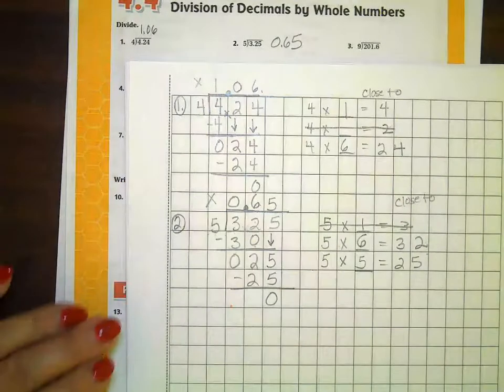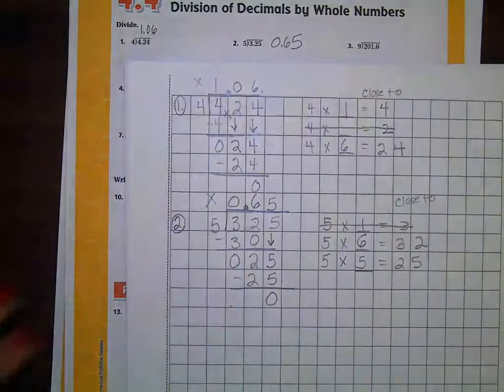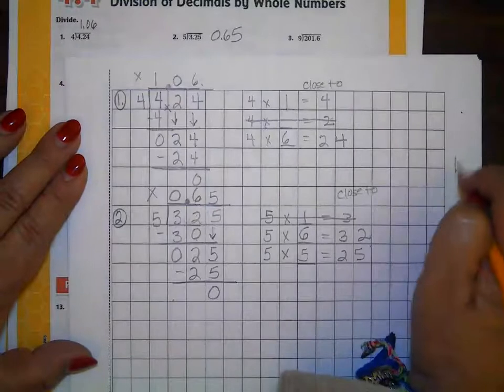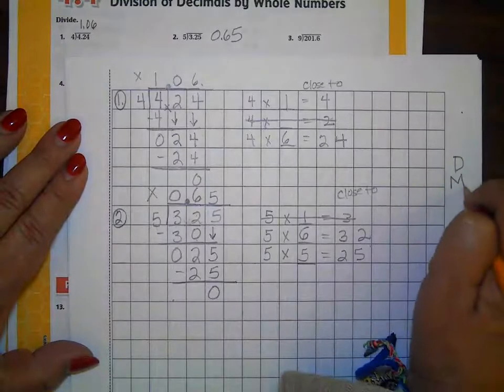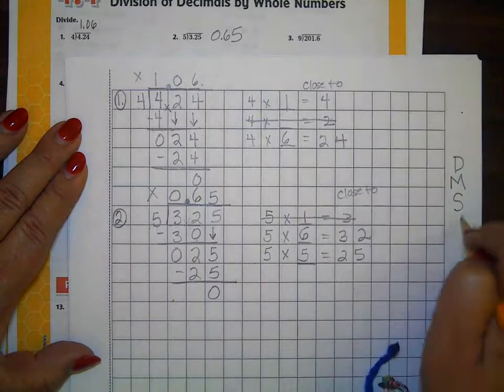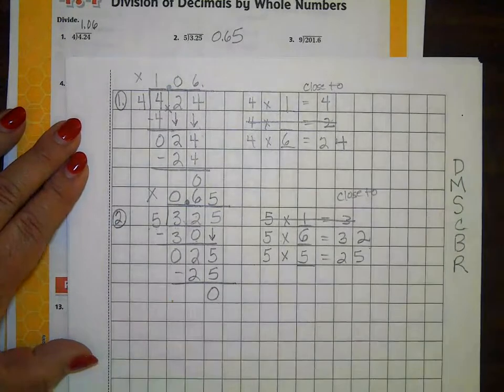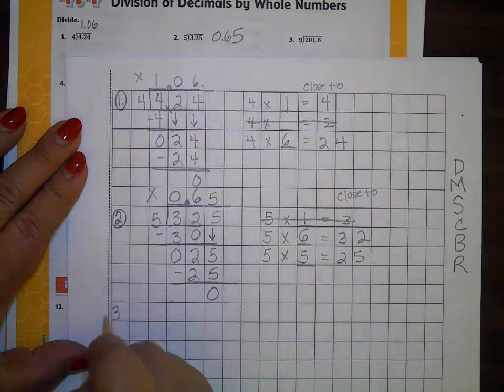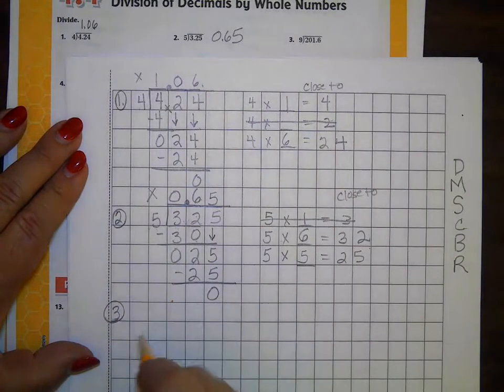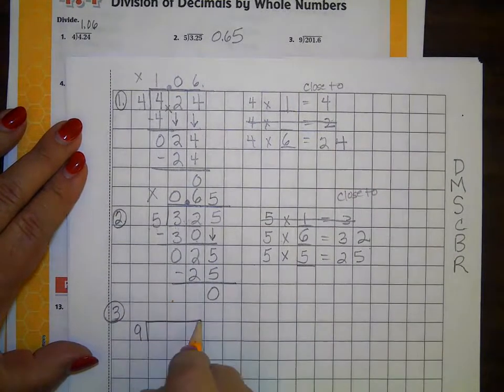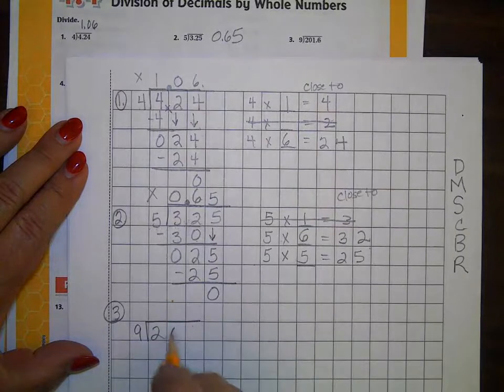Okay, let's look at number 3. And what I'm going to do is put it on this side here. Remember, you have divide, multiply, subtract, check, bring down, and repeat. Okay, so there's our acronyms to help us divide. So question 3. I have 9 that goes into 201.6.